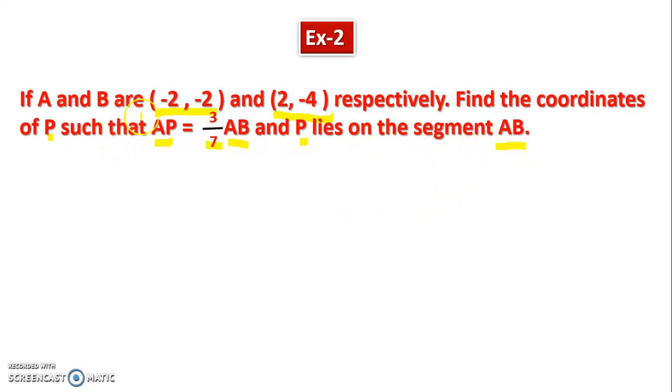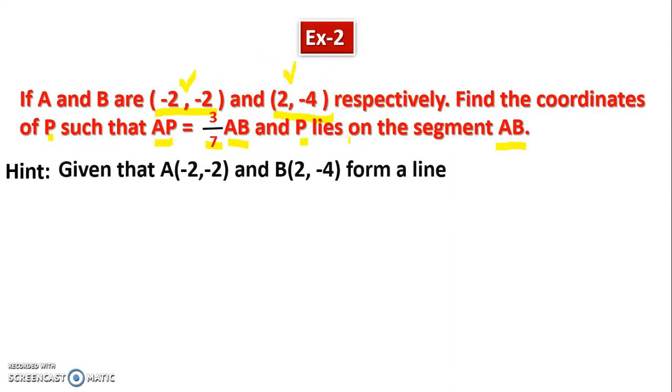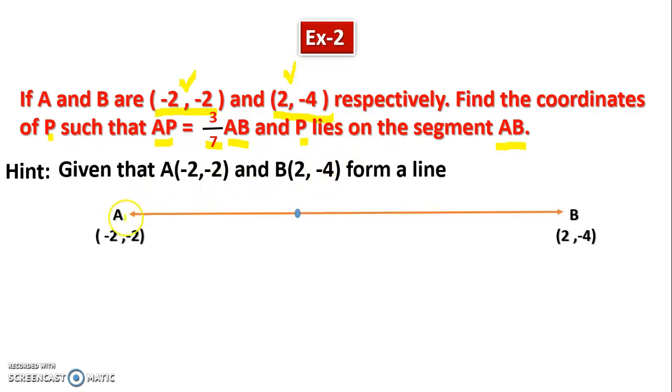Observe the problem carefully. This is A and this is B, AB is a line here. Observe the figure: A and B are 2 points, (-2, -2) and (2, -4). This is the line. Find the coordinates of P. So this is P, a point on the line. Here the ratio is not given, but the relation between the lengths AP and AB is given: AP equals 3/7 AB.